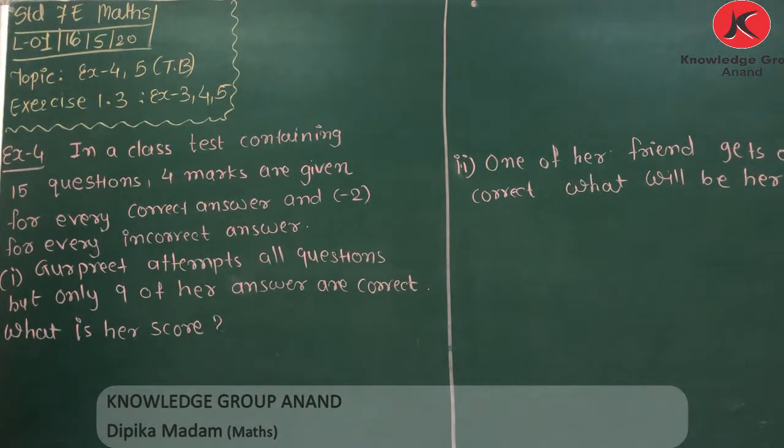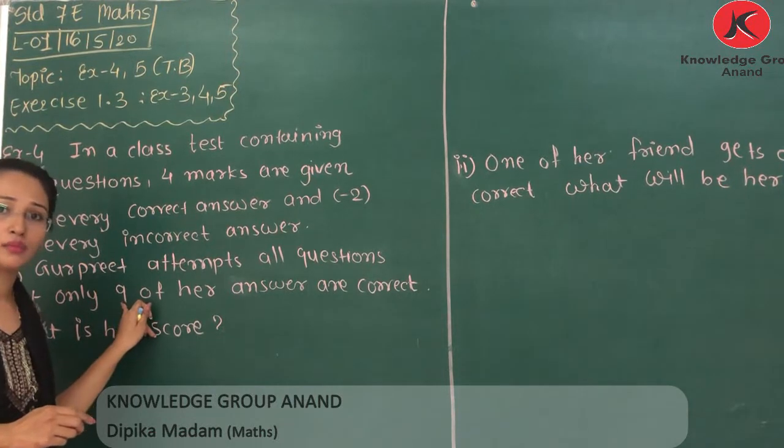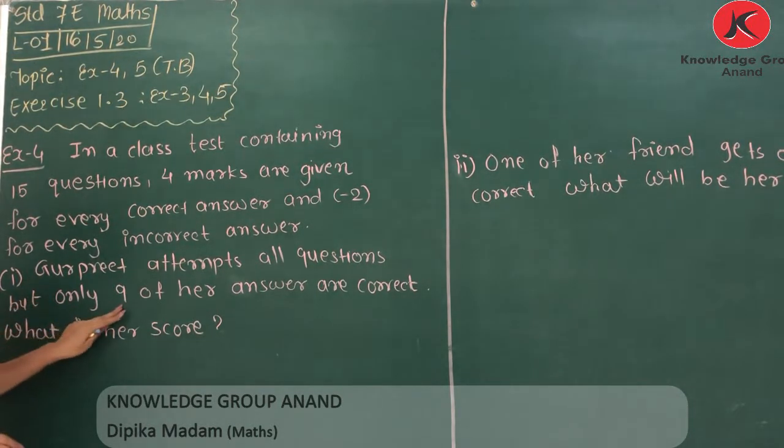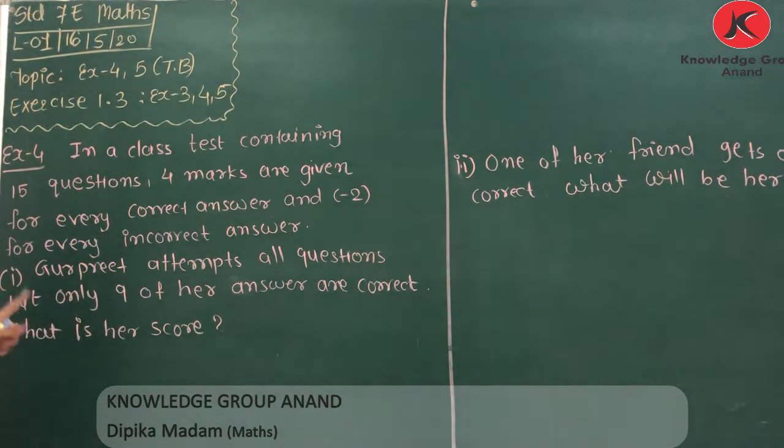9. So from the 9 correct answers, how many marks did she get? 9 times 4 are 36. And if 9 are correct, how many are wrong? 6 wrong, because total 15 questions and 9 are correct. So for a wrong question she will get -2 marks, means -2 multiplied by 6.